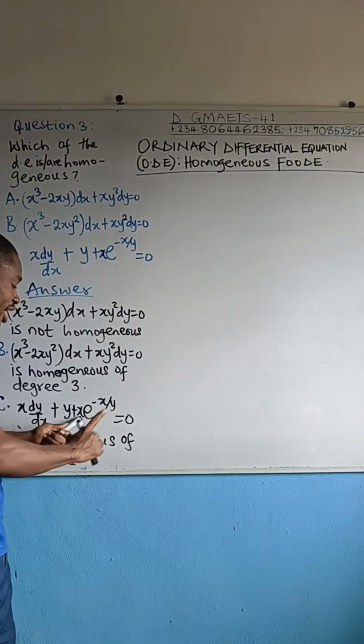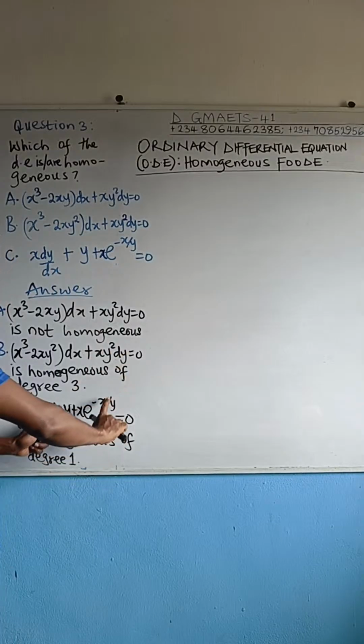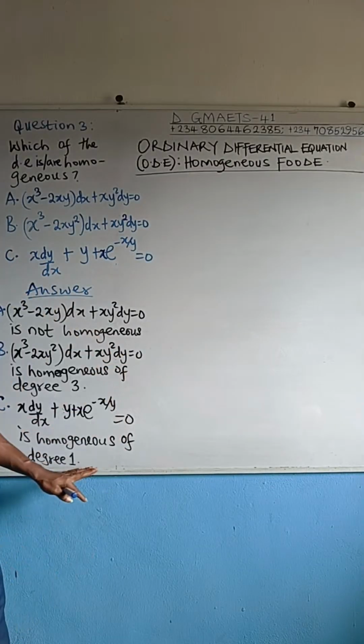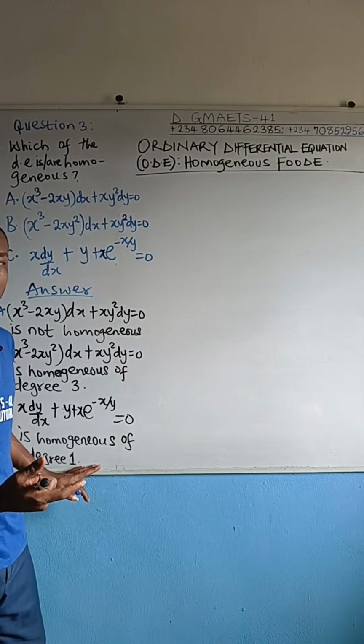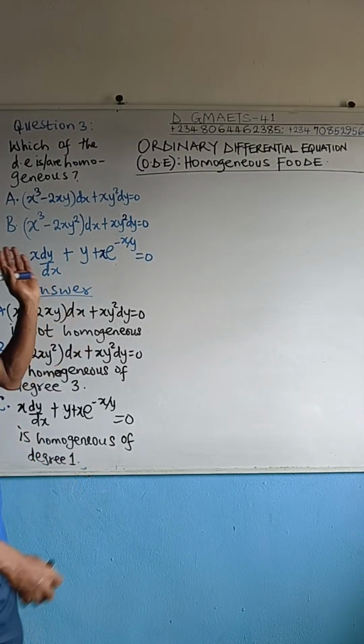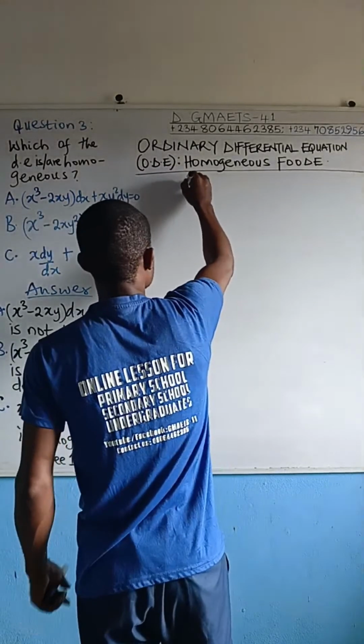X. So the x here has power 1, the y here has power 1, so the dx part again still has power 1. So nothing changes in terms of the fact that it is homogeneous. Yes, it is, and the degree is 1. So let us do the proofs, please.